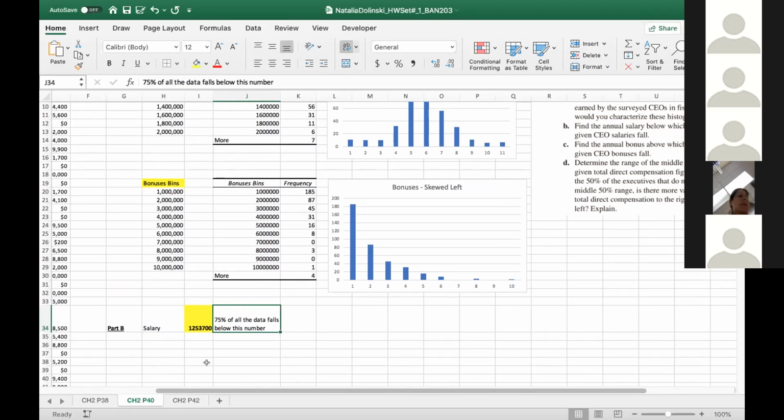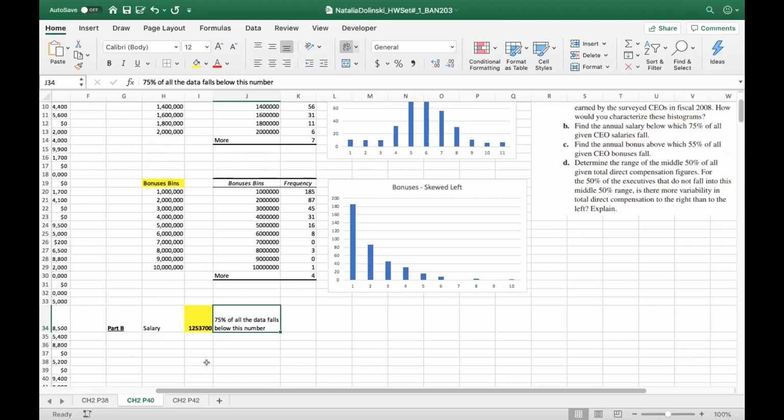Okay, so part C, it's doing the same thing but using 0.55. Read it carefully. Find the annual bonus above which 55%. So it's still using the percentile function. Correct. But this is looking for 55% above, right? Yeah. Okay, so if it's looking for 55% above, what would that be below? What percent of the data would be below? 50%? Not 50.